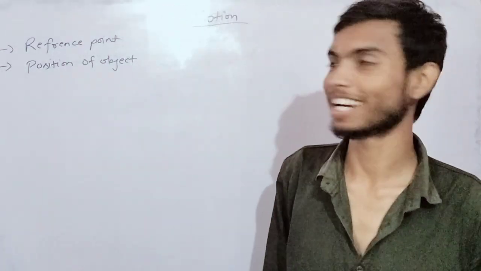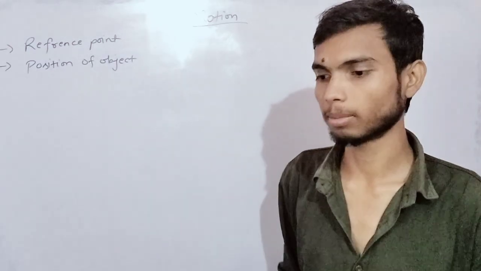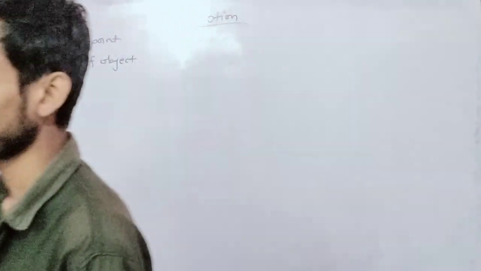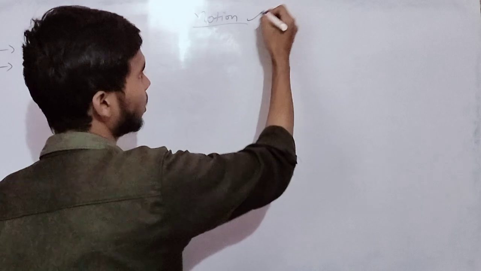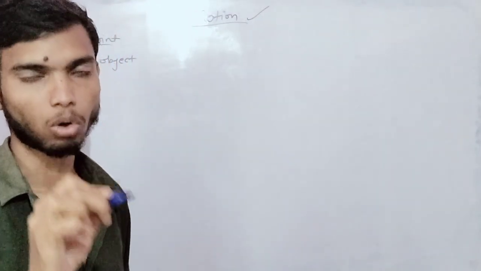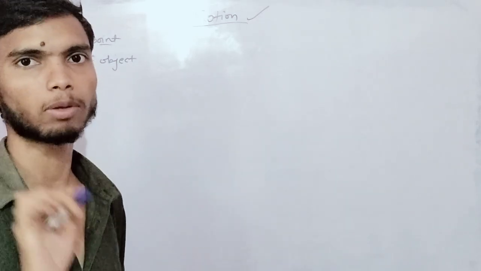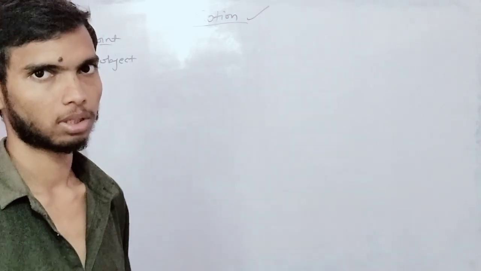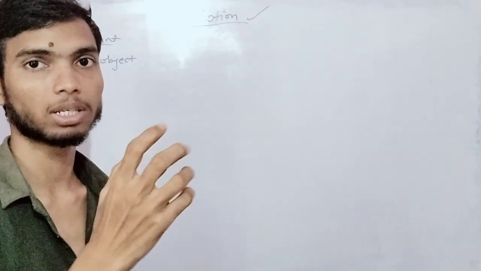We will start from reference point. It is coming in the concept of motion. Let's start. When you hear the word motion, you should be clear that something is moving or something is in motion. It will be better to understand motion this way: motion means an object is moving, something is moving.